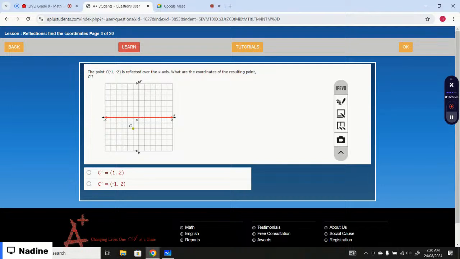The correct option is negative 1 and 2, right? Option number 2 is the correct option. Negative 1 and 2 is the correct option.